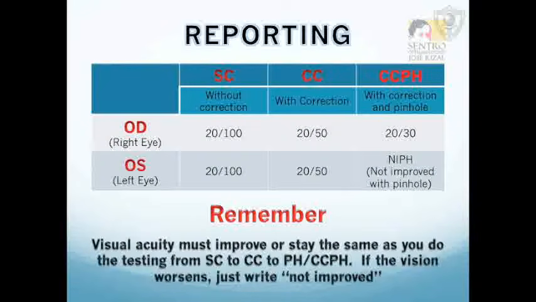Record your finding as follows. For the right eye, the visual acuity is 20/100, improved to 20/50 with correction, and further improves to 20/30 with pinhole. For the left eye, the visual acuity is 20/100, improved to 20/50 with correction, but does not improve with pinhole. Remember, visual acuity must improve or stay the same as you do the testing from without correction to with correction to pinhole. If the vision worsens, just write, not improved.